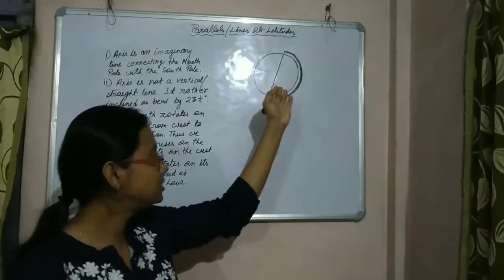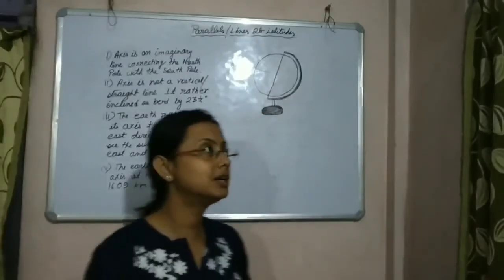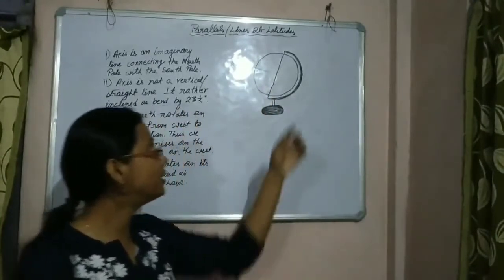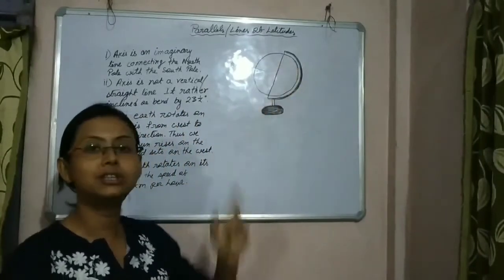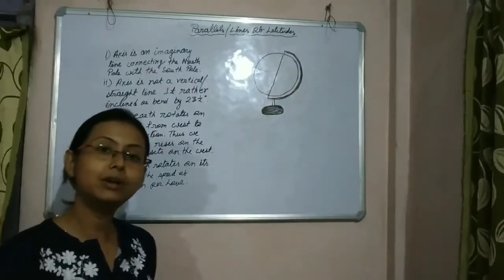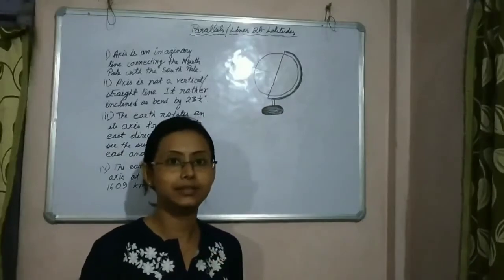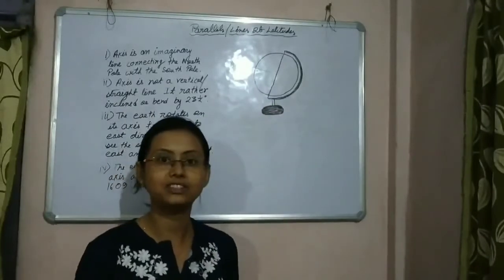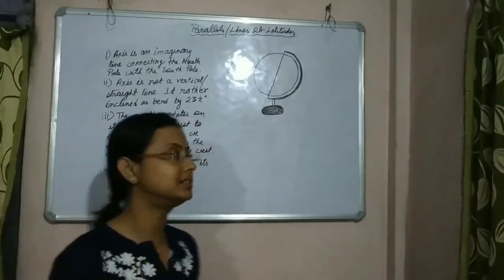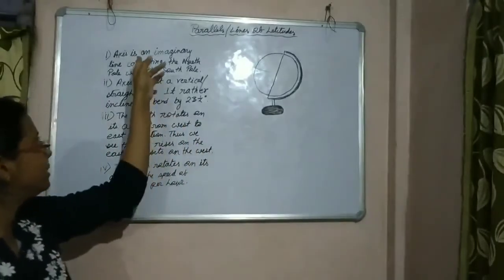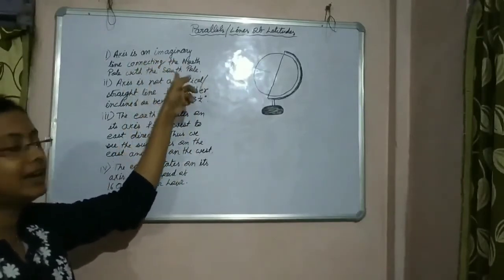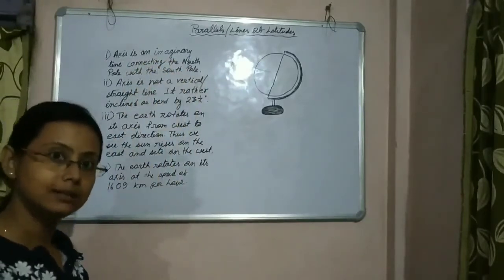The first thing we need to know about in this process is the axis, which is an imaginary line that joins the North Pole with the South Pole. Our Earth also rotates on this imaginary line, its axis, from west to east. Here you can see I have written about this axis. First, the axis is an imaginary line connecting the North Pole with the South Pole.